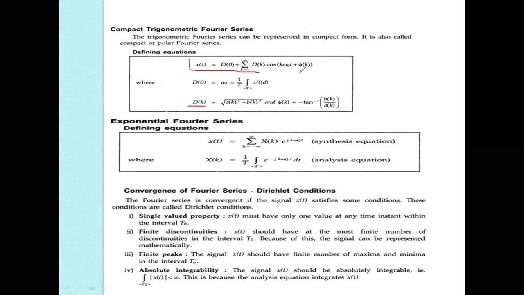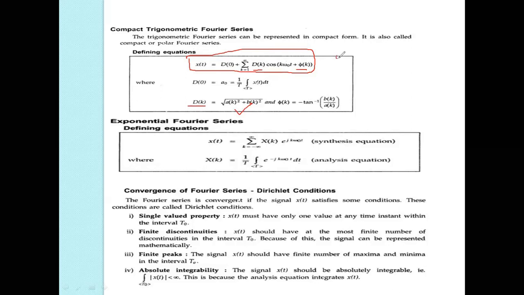Now rewriting x of t, combine the sine and cosine functions as a single term. The magnitude d of k is determined from a of k and b of k, and the phase angle phi of k is equal to minus tan inverse of b of k by a of k.